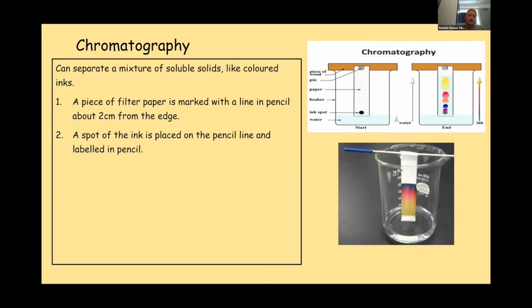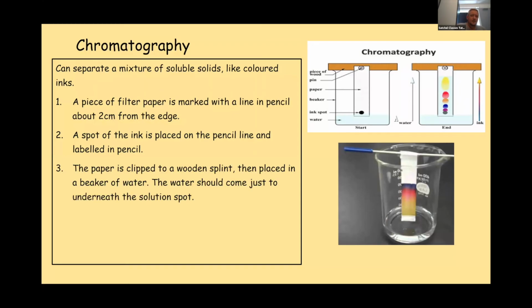A spot of the ink is placed on the pencil line and labelled in pencil. So we place the ink that we want to test on the pencil line, and if there's more than one, we might label it ink A, ink B, based on the pens that we're using. The paper is then clipped to a wooden splint or a pencil, and it's placed in a beaker of water. The water should just come underneath the solution spot. It shouldn't rise above it because you don't want the spot to wash out into the water. You want it to move with the paper.